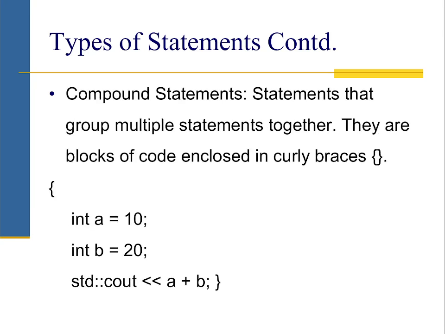We have compound statements, and these are statements that group multiple statements together. They are blocks of code enclosed in curly braces like this. This is a compound statement. It's a group of multiple statements that's combined. This is a declaration statement and a declaration statement, and all these have been combined.